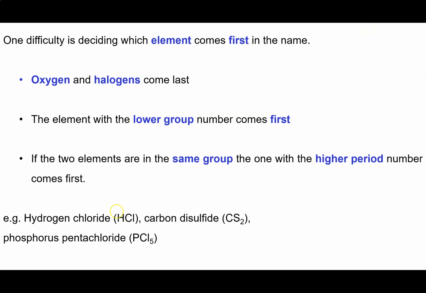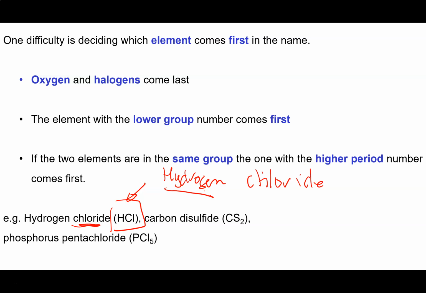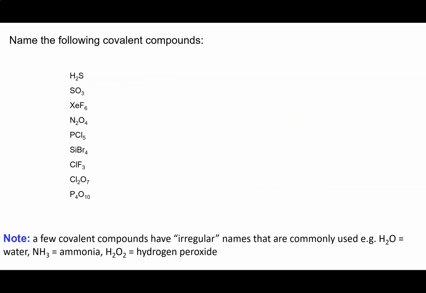Okay, here is an example where we're using the rule: if hydrogen is present, omit prefixes. So with hydrogen chloride, from the name, we don't actually know how many chlorides are present, do we? Hydrogen is the first element, then the stem name of the second element plus IDE, and because hydrogen was the first element, we have no prefixes. Okay, so that's an example of that exception coming into play.